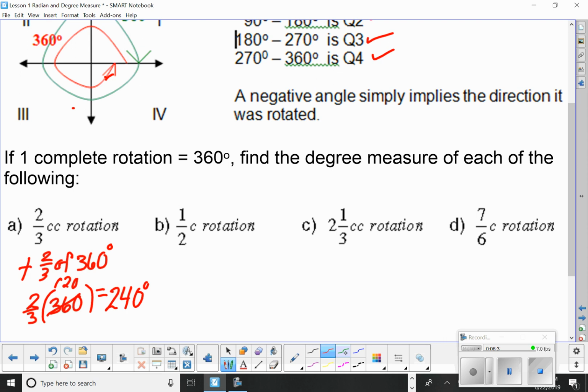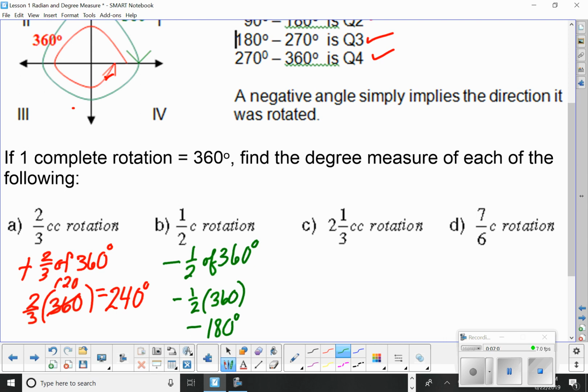Okay? Now, we have 1/2 clockwise rotation. That's 1/2 clockwise. Well, clockwise tells me it's going to be negative. And then it's 1/2 of 360 degrees. So negative 1/2 times 360 degrees is negative 180 degrees.